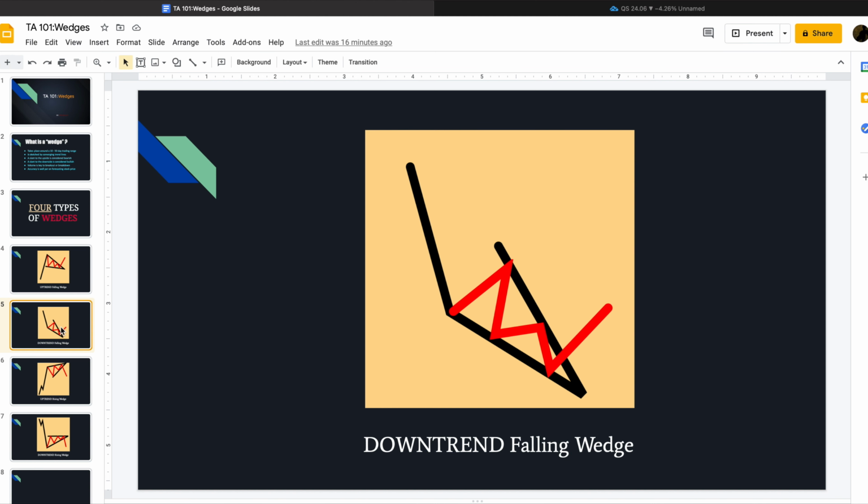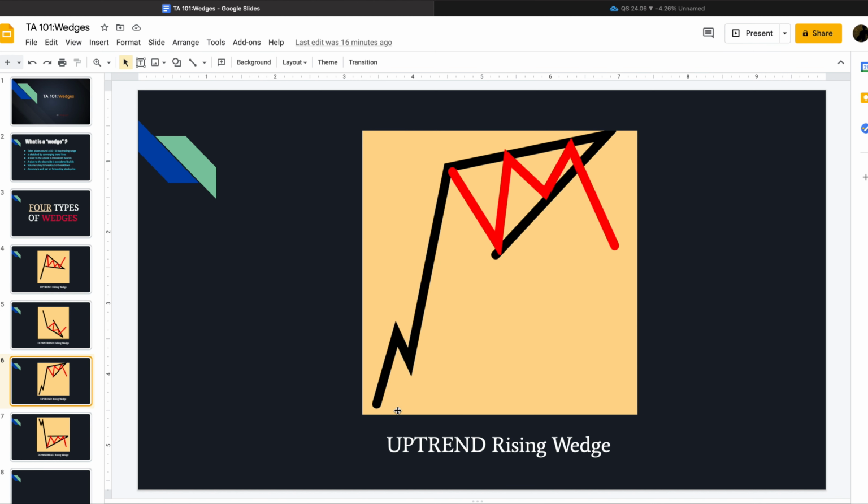Now let's talk about some bearish wedges, starting with the uptrend rising wedge. So here's the uptrend. We see the cone shape. And as you guys can see, now we start to contract. This is the support line. This is the resistance. And then finally, we get to a point where we end up breaking down. And then this is considered bearish. So this is an uptrend rising wedge.